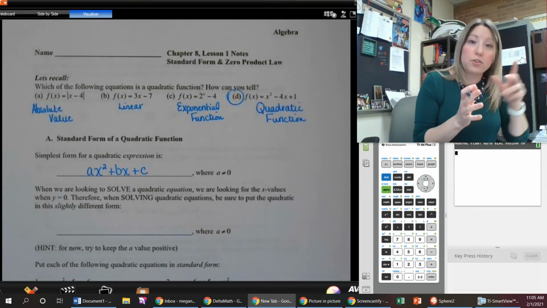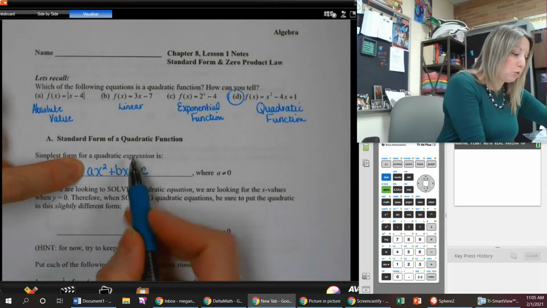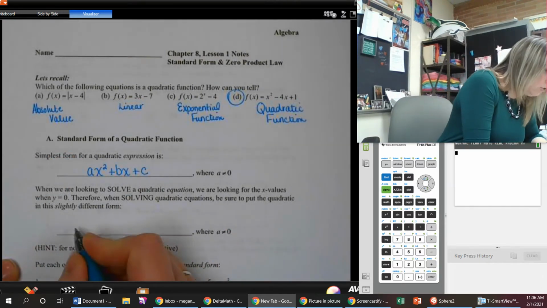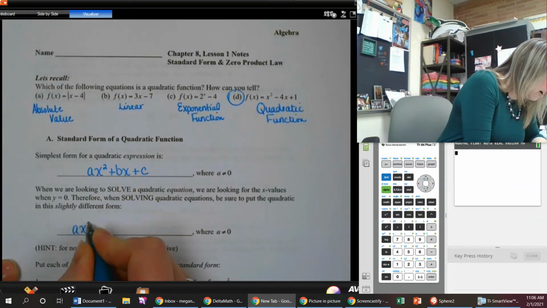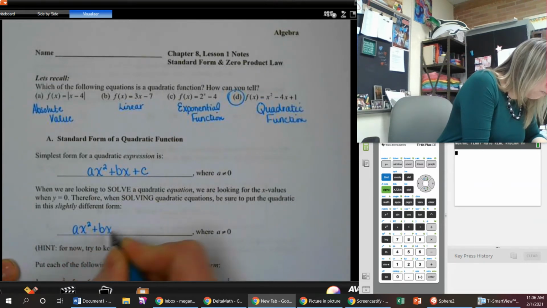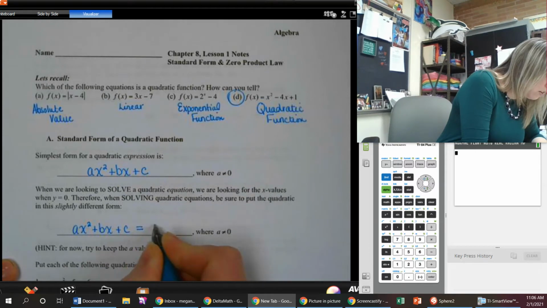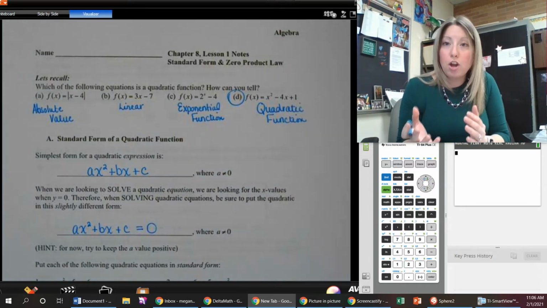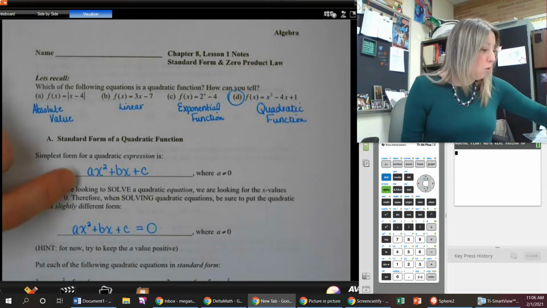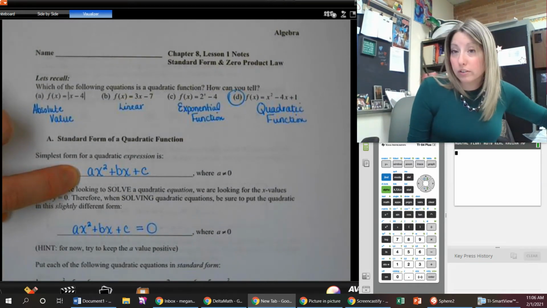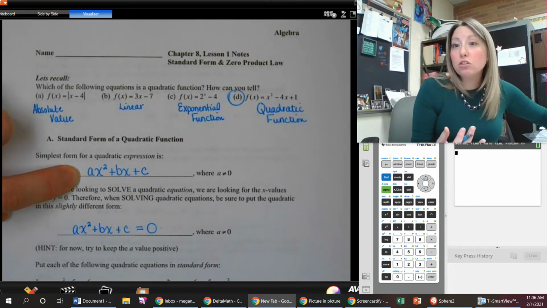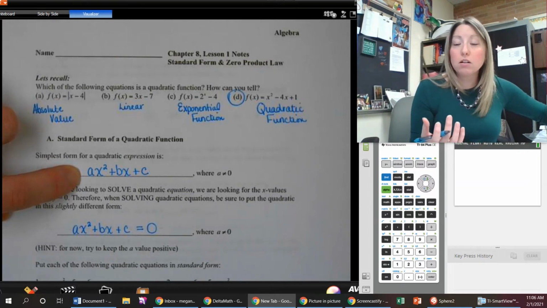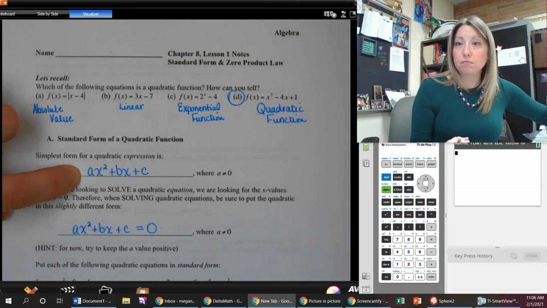And I want you to note the difference between this expression and down here where we have an equation: ax squared plus bx plus c equals 0. Look at that subtle difference. In chapter 7, we did not have equations. We were factoring, simplifying, standard forming expressions.